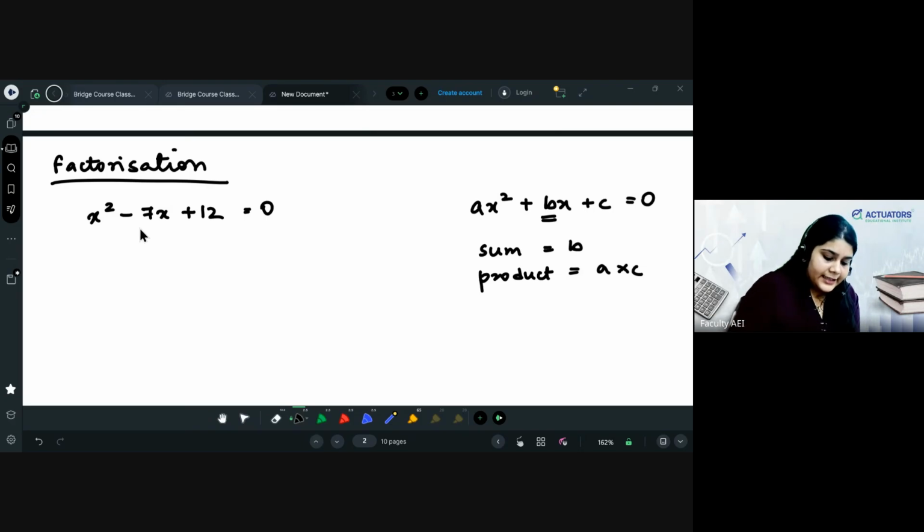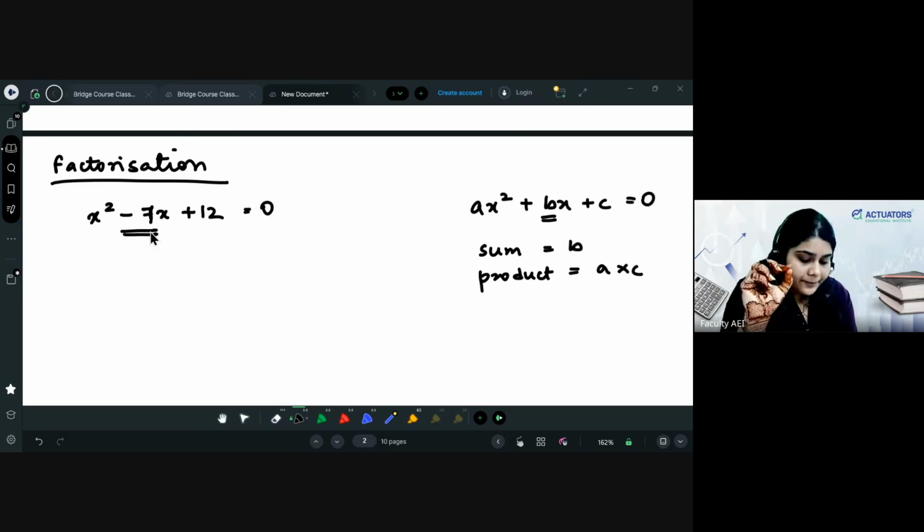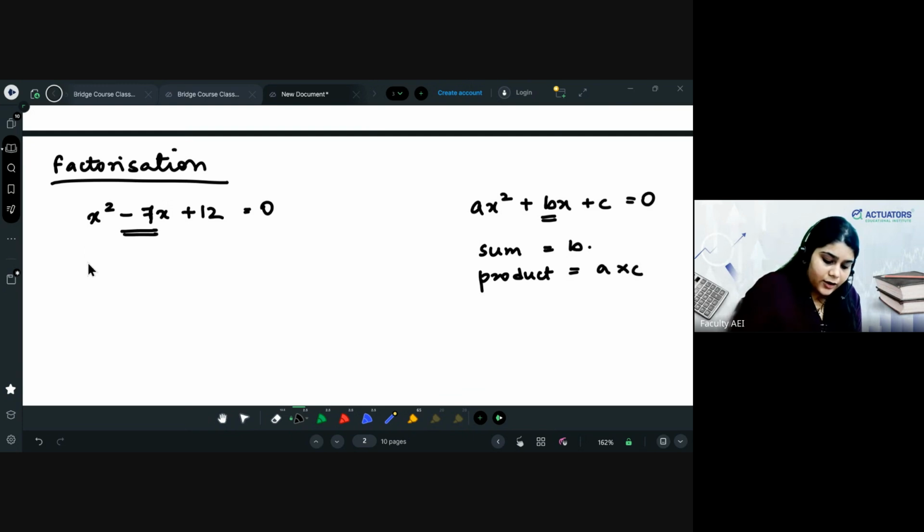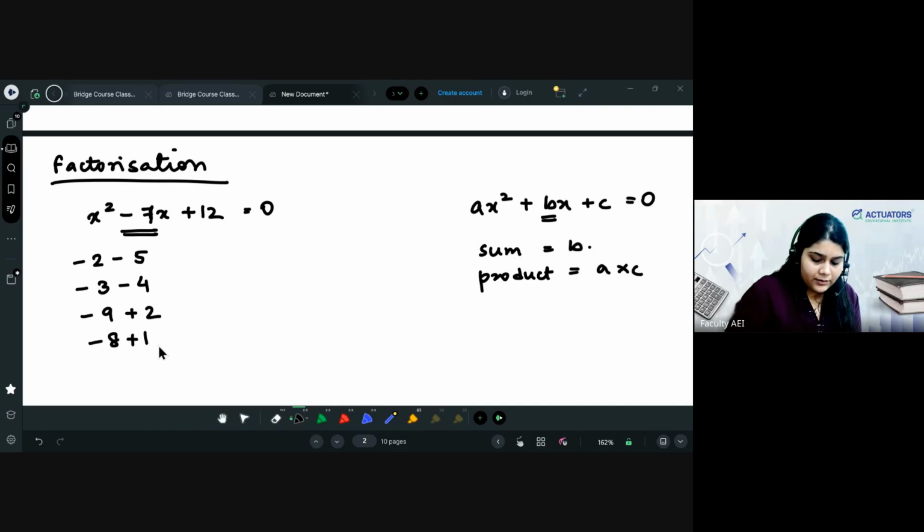So here in this example, what do we need to break up? We need to break up -7, which is the coefficient of x. Always remember, sign also matters. So we have to break up -7, we don't have to break up only 7. How can we break up -7? First we'll look at the sum, because we know those two numbers need to add up to -7. What options do we have? We have -2, -5. We have -3, -4. What else do we have? We have -9 plus 2, -8 plus 1, and so on. We can have multiple such cases. We need to zero down on the one.